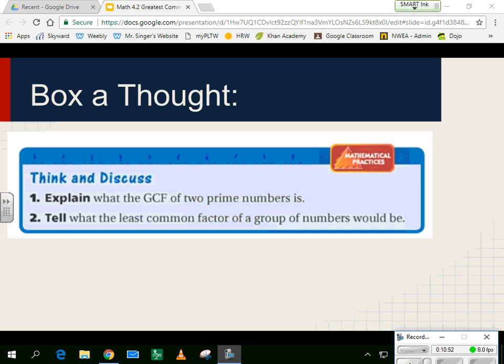In the home stretch here now, I want you to answer these 2 box of thought questions before moving on to the quiz. Explain what the greatest common factor of 2 prime numbers could be, and tell what the least common factor of a group of numbers would be. You may find both of those answers to be similar.